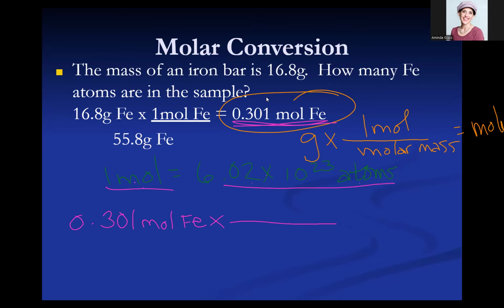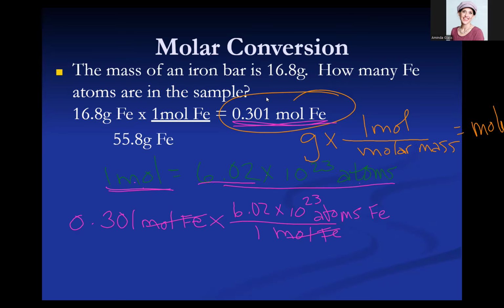What do I want? I want atoms, so it's going to go on top. What do I want to get rid of? I want to get rid of moles. And it's moles of Fe and atoms of Fe. I know that 1 mole is equal to 6.02 times 10 to the 23rd atoms.